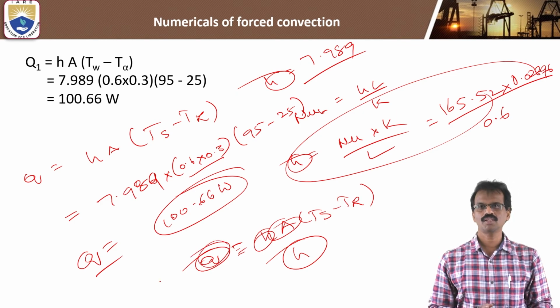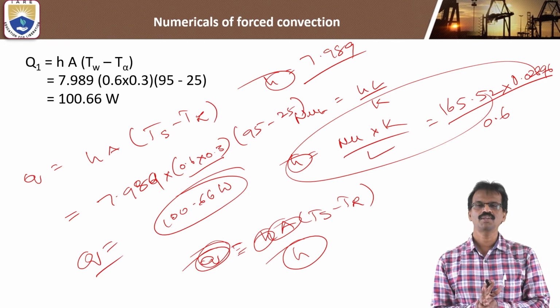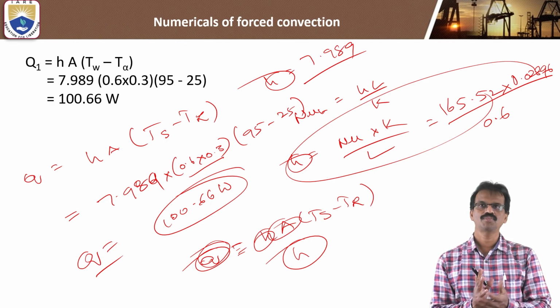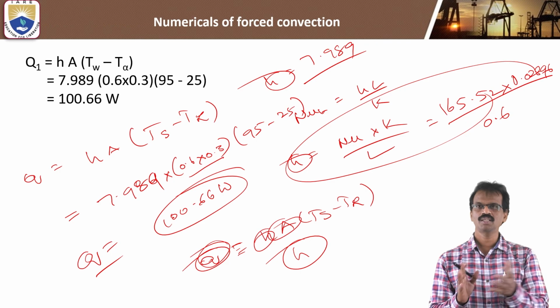In this way, we can solve different numericals based on forced convection by using the Reynolds value and Prandtl value. By using the critical Reynolds number, you can identify which type of flow it is, either laminar flow or turbulent flow. We'll solve a few more numericals for internal flow, like through cylinders or spheres.